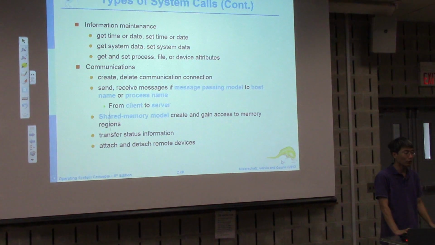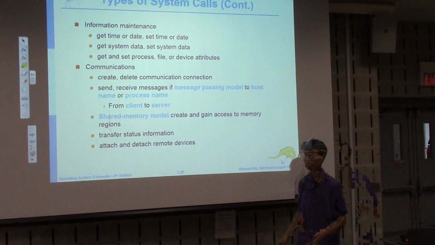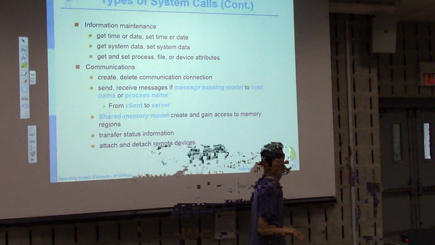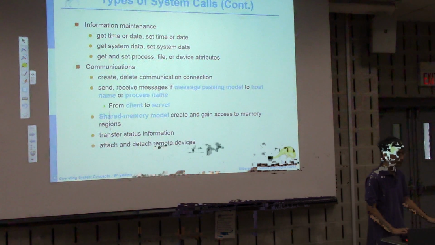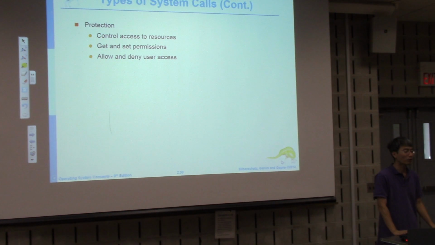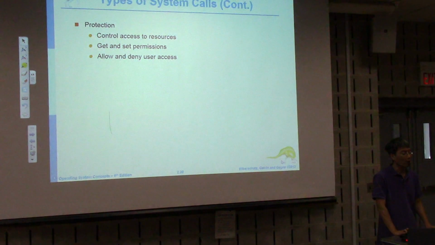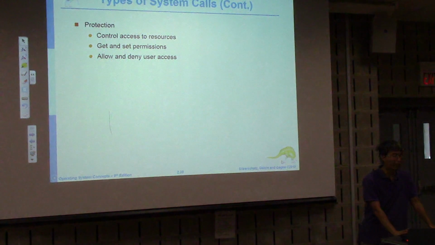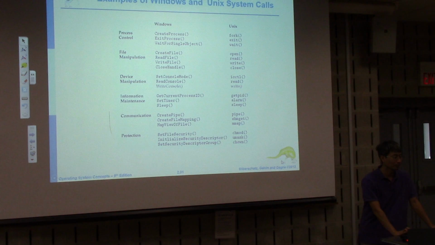Also, you can use the shared memory model. You can create a bulletin board, like a shared area, to communicate with each other. Also, nowadays protection and security are very important. There are system calls that provide such protection and control access services and so on.